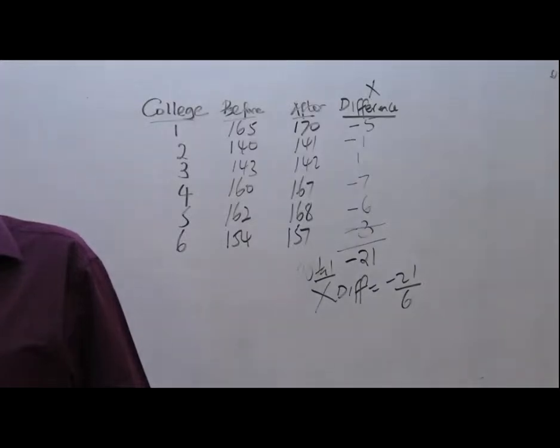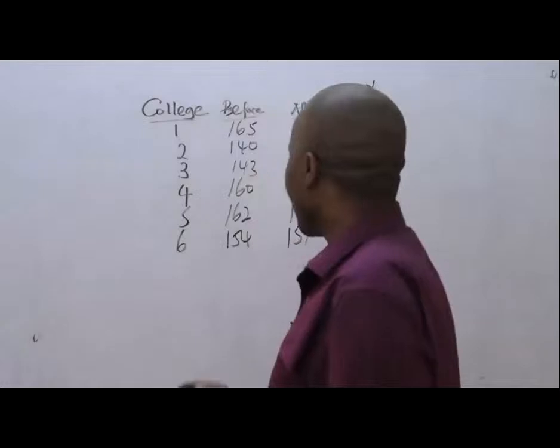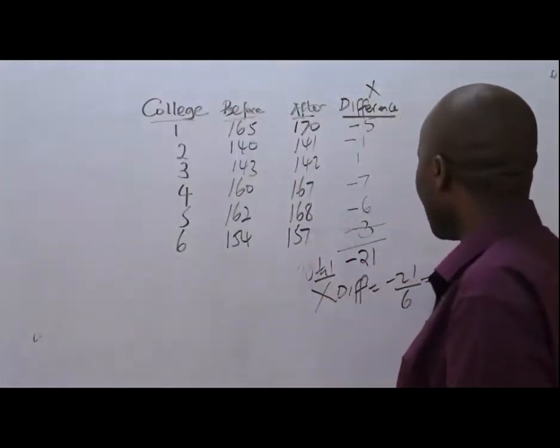Is there anybody who is able to give us that X bar? X bar minus 3.5. Thank you very much. So X bar for the differences is minus 3.5.